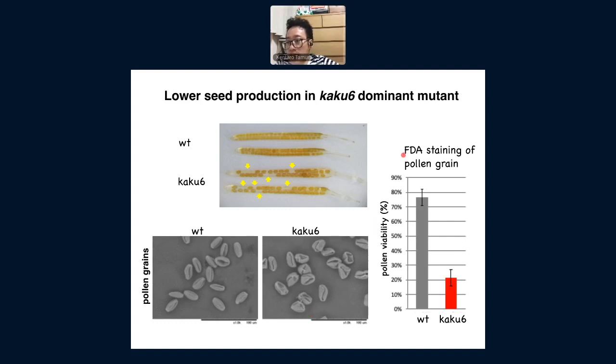The FDA staining of pollen grains indicates that viability of pollen grains in the mutant is significantly decreased compared with wild type, suggesting that KAK6 is important for development of the male gametophyte. We have not yet checked the female gametophyte of the mutant, but we think at least impaired development of pollen in the mutant affects seed production finally.